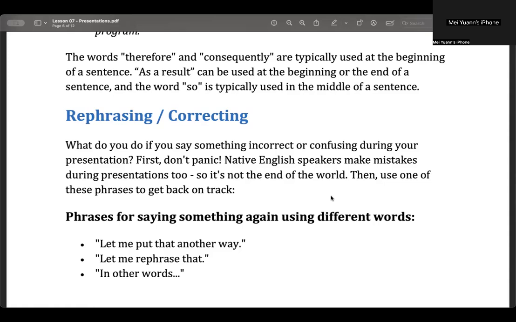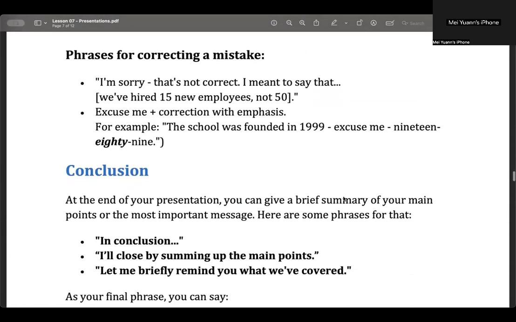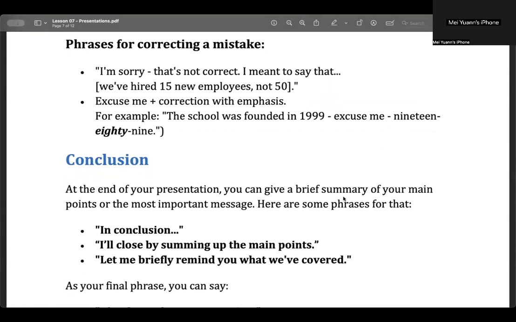Phrases for saying something again using different words. Let me put that another way. Let me rephrase that. In other words. Phrases for correcting a mistake. I'm sorry, that's not correct. I meant to say that we've hired 15 new employees, not 50. Excuse me, plus correction with emphasis. For example, the school was founded in 1999. Excuse me, 1989.